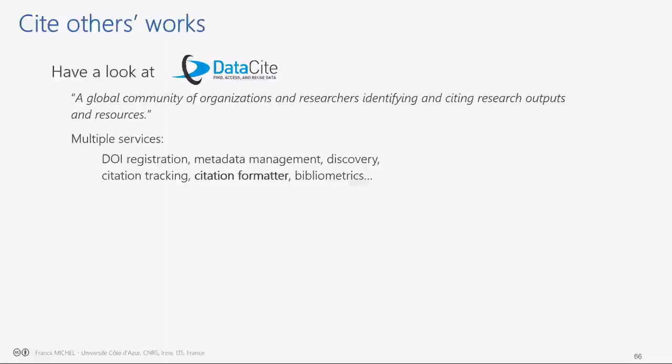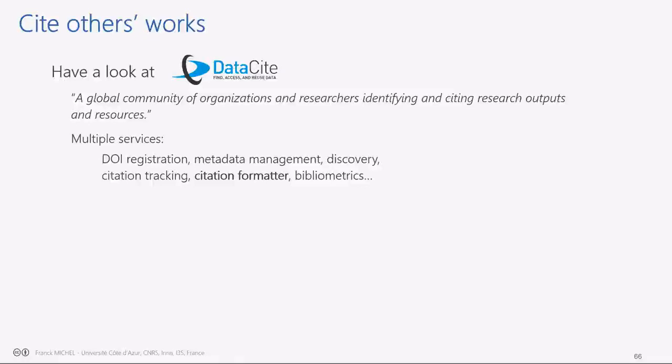The first place where you could want to go is DataCite, which is quite a huge initiative with lots of partners. It's a global community of organizations and researchers identifying and citing research outputs and resources. There are lots of services on DataCite. It's not about data only, it's about any kind of research outputs. So it can be about articles, code, and any possible other artifact that can be produced by research.